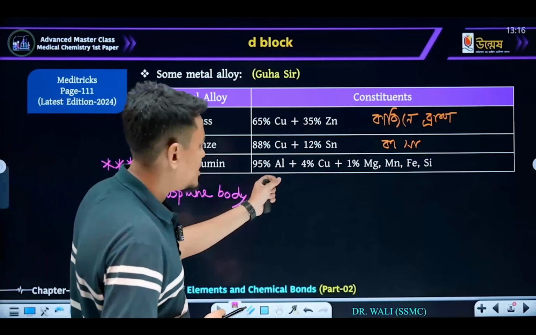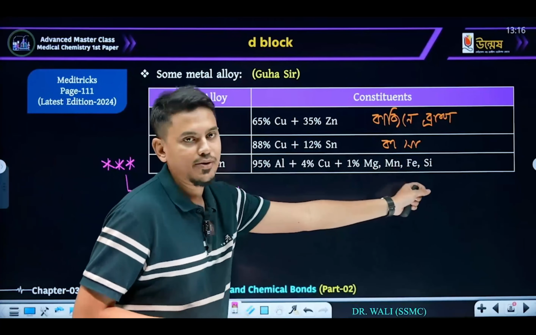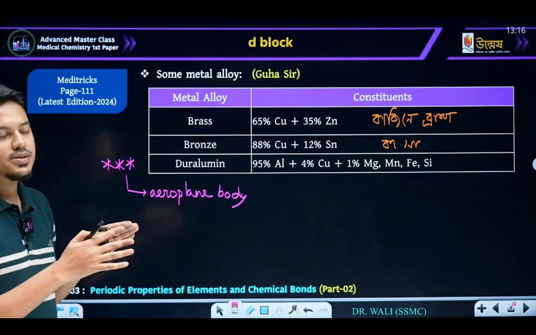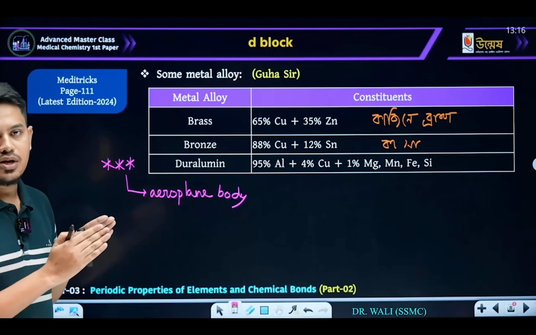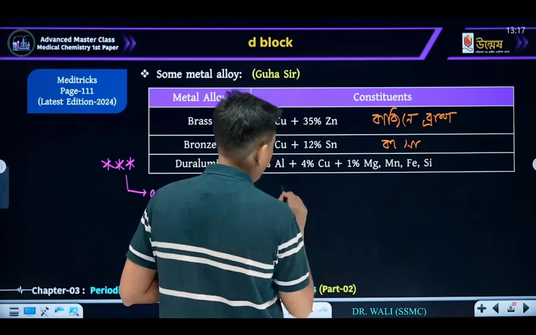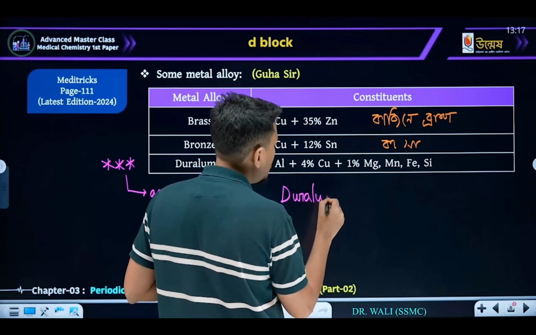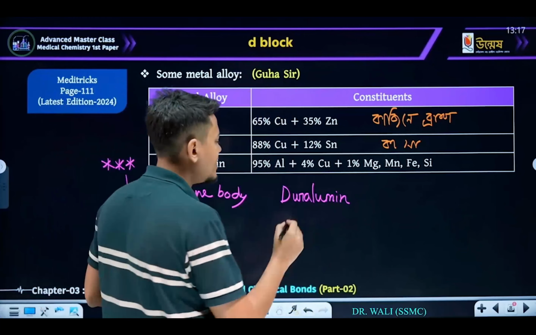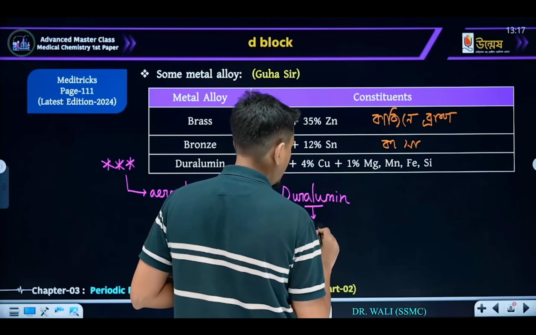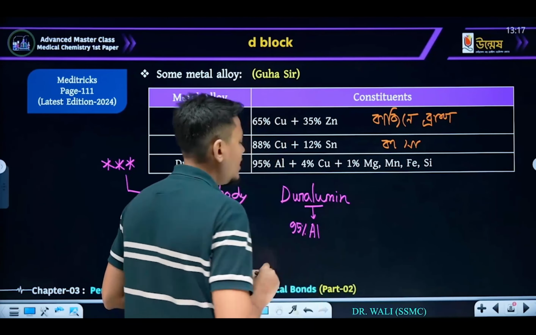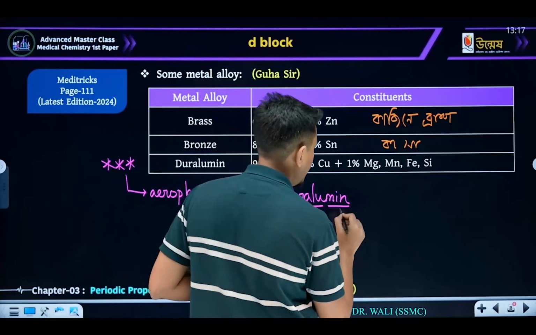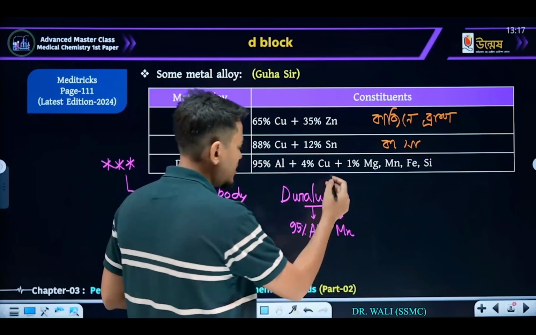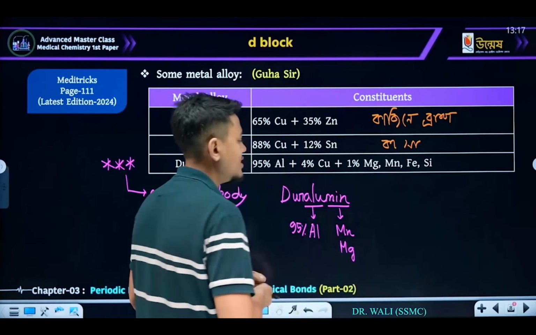So duralumin is composed of aluminium, copper, magnesium, manganese, iron, silicon. Regarding this, you should memorize all of the metals present within duralumin. Let me guide you how to recall them. See, the name is duralumin, so it will certainly have the maximum amount of aluminium, almost 95%. And there are some "mn" elements, so remember the manganese and also magnesium.